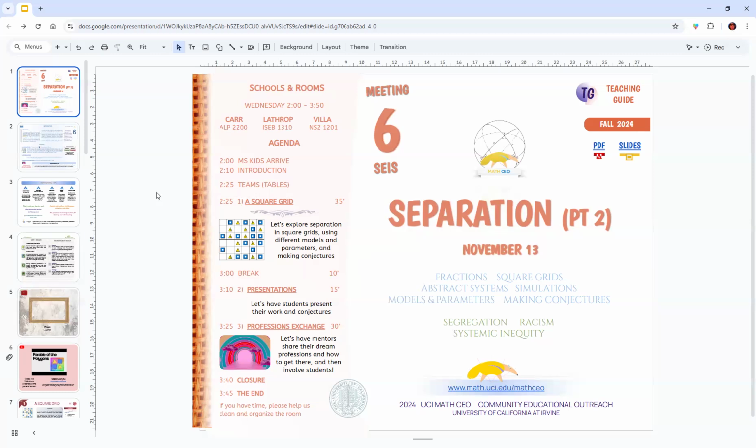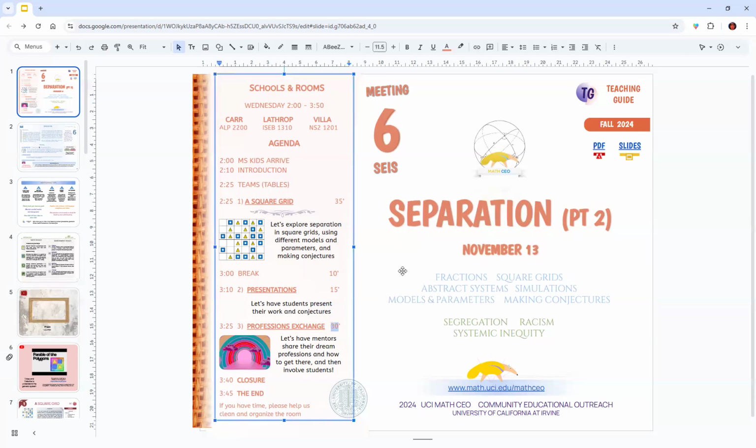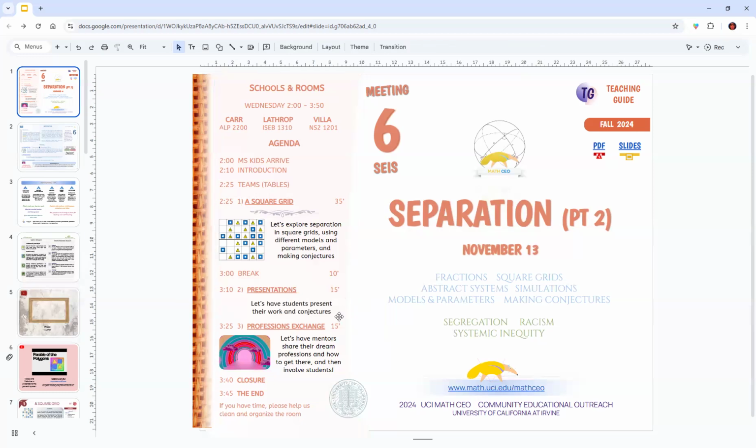It's a bit strange of a meeting in terms of the agenda, so a little different, because we'll have 3 main activities. The first one is very similar in style to last meeting, and it's called square grids. And then after the break, we'll do some presentations. And finally, we'll do the professions panel or exchange. And this should be actually 15 minutes. Or depending on your table and your LAs, they can give a little more priority to the exchange or to the presentation. So we'll talk a little bit more in a bit.